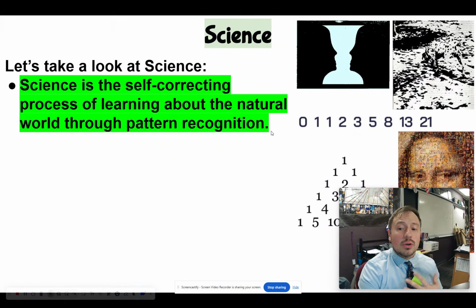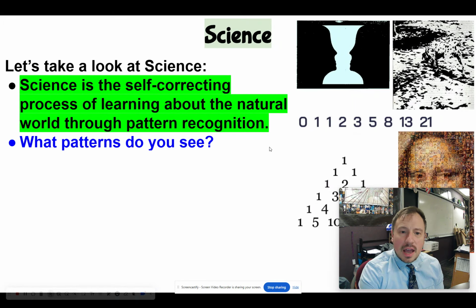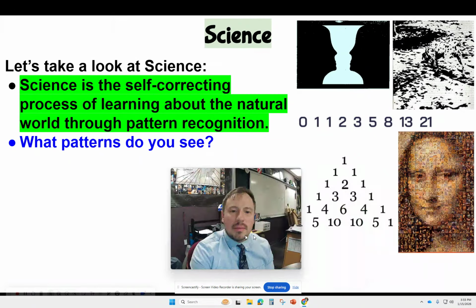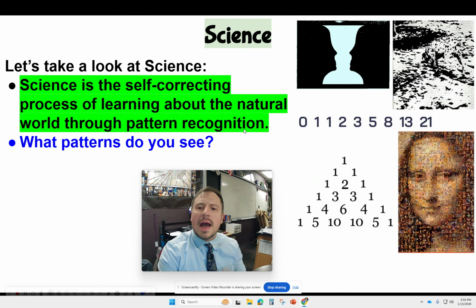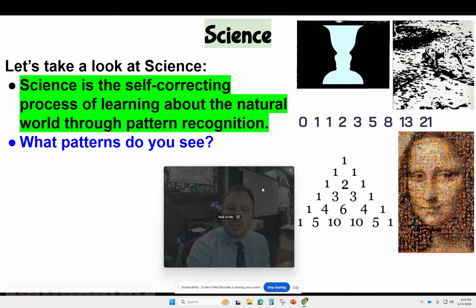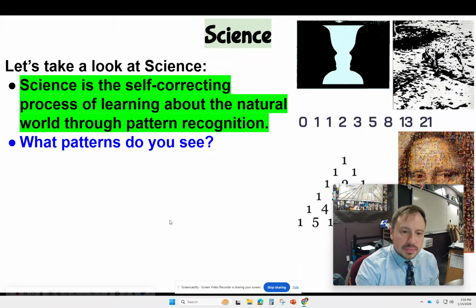The human brain is great at pattern recognition. And if you look off to the side, look at the pictures and the number sequences. I just want you to tell me what patterns do you see? You can quickly start to see some patterns that are going to start to emerge.